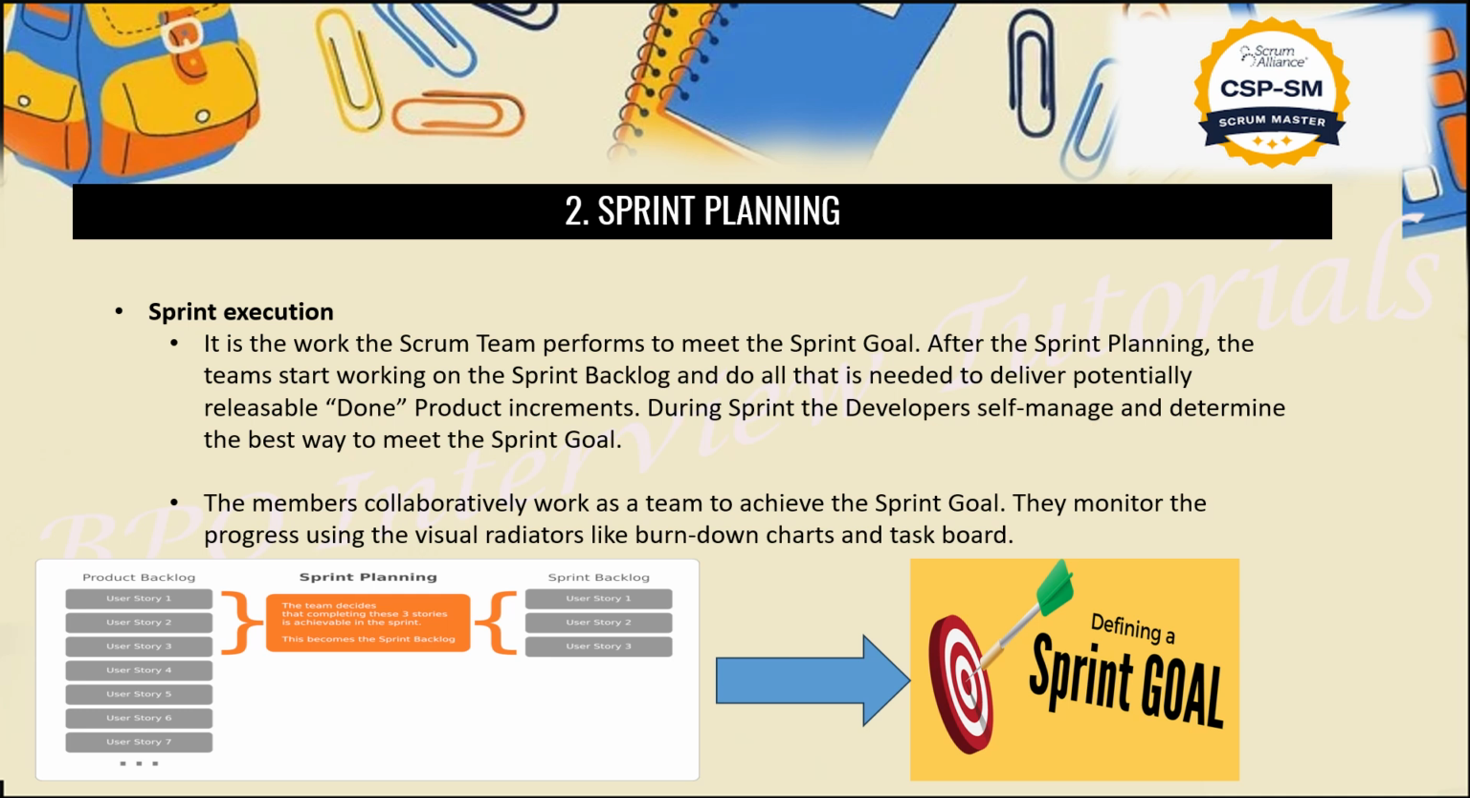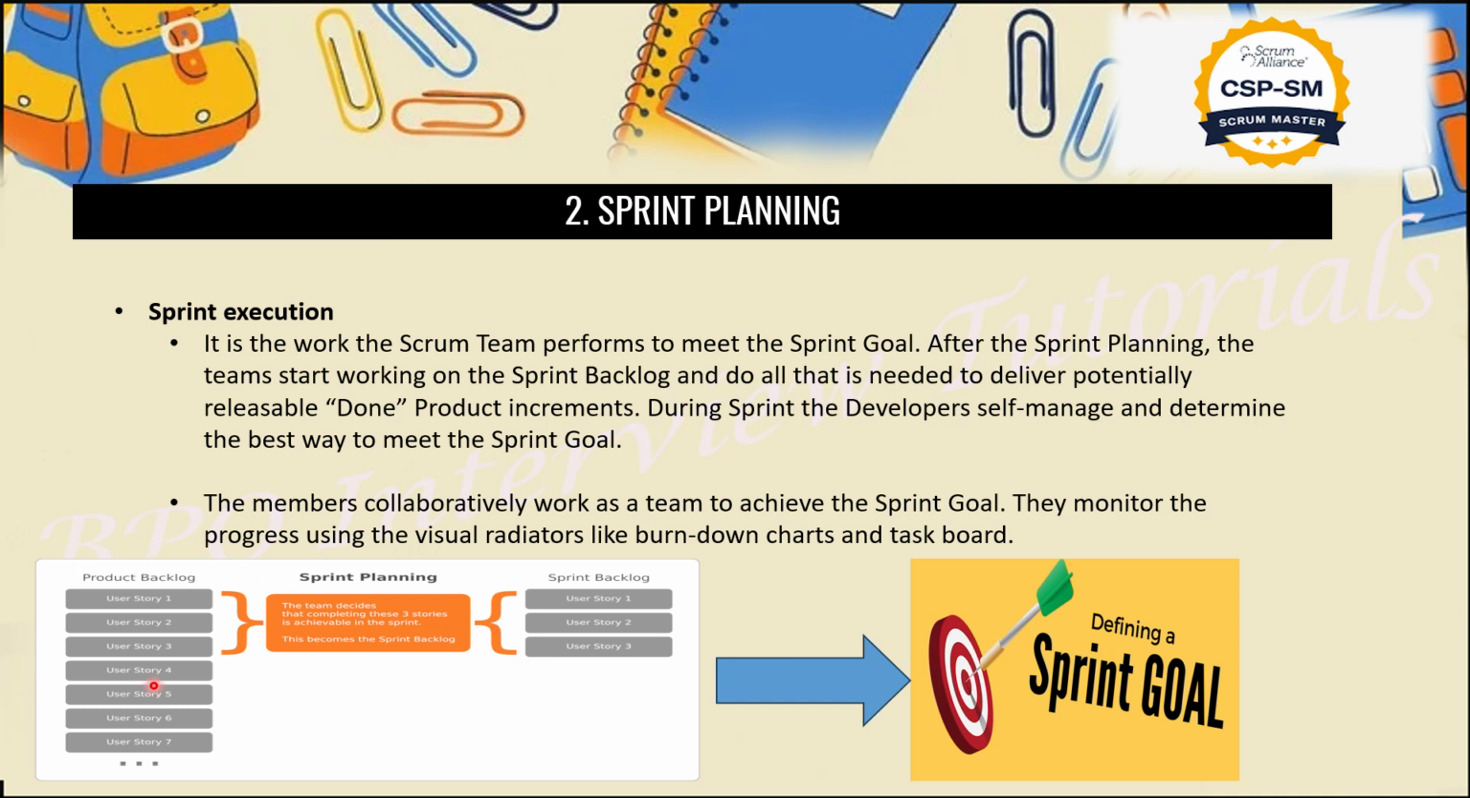After the sprint planning, the team starts work on the sprint backlog and delivers potentially releasable done work. So this is such technical language, guys. I would give a basic example. Whatever work we are doing in the sprint backlog is basically known as sprint execution, guys. Make sense? And that will be done by the developer team taking support from the scrum master and the product owner. Make sense? Now the members will collaboratively work with each other, guys, in order to achieve the sprint goal.